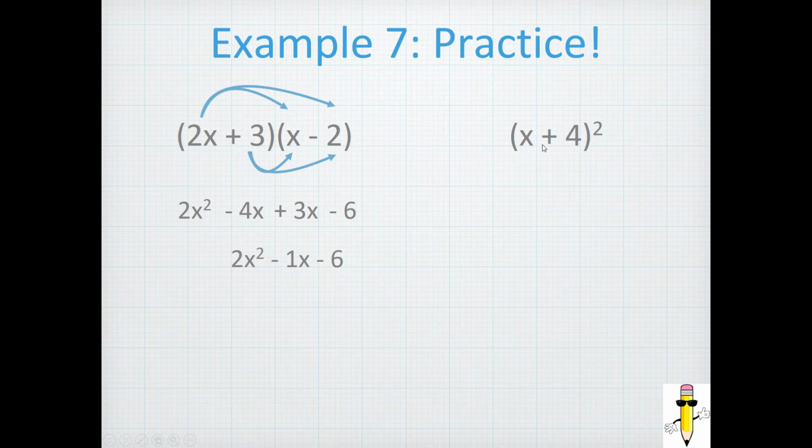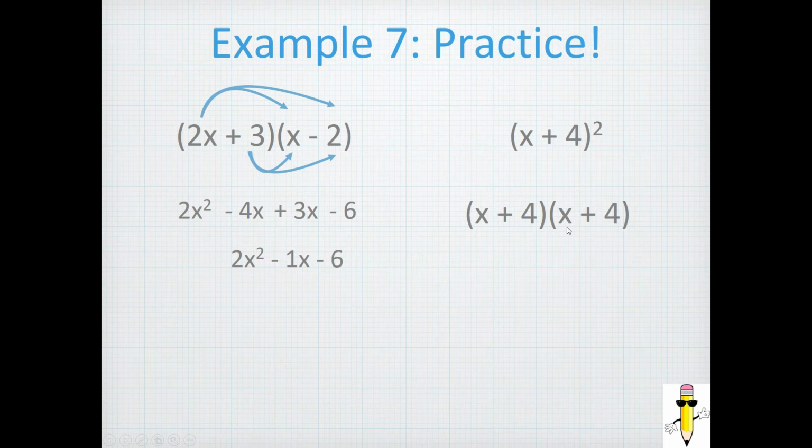Now when we take a look here where it says x plus 4 squared, what we're really going to do is write it out like this, because it's timesing itself. So I really need you to focus on that concept that if you see something that says x plus 4 and it's squared, it's going to be times itself.